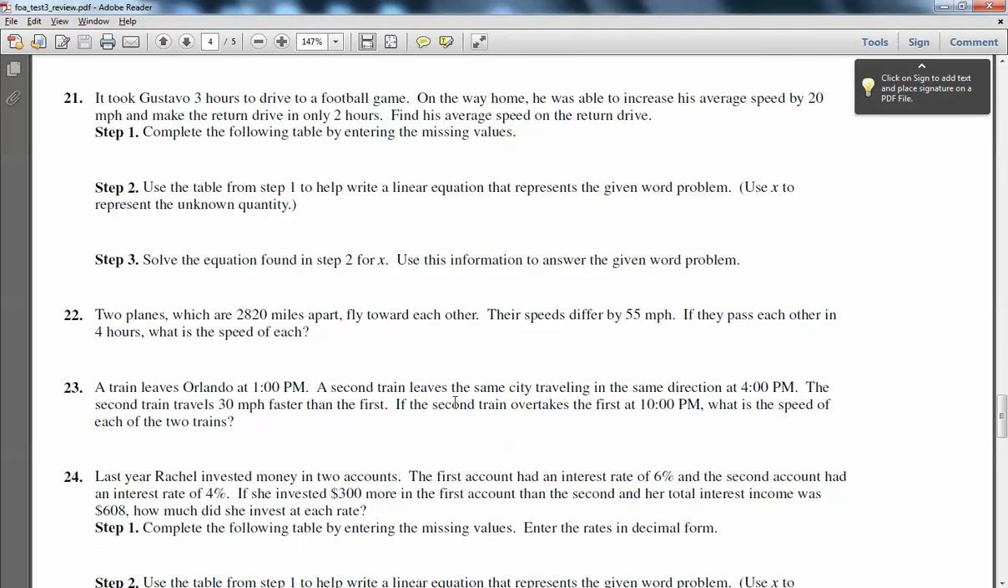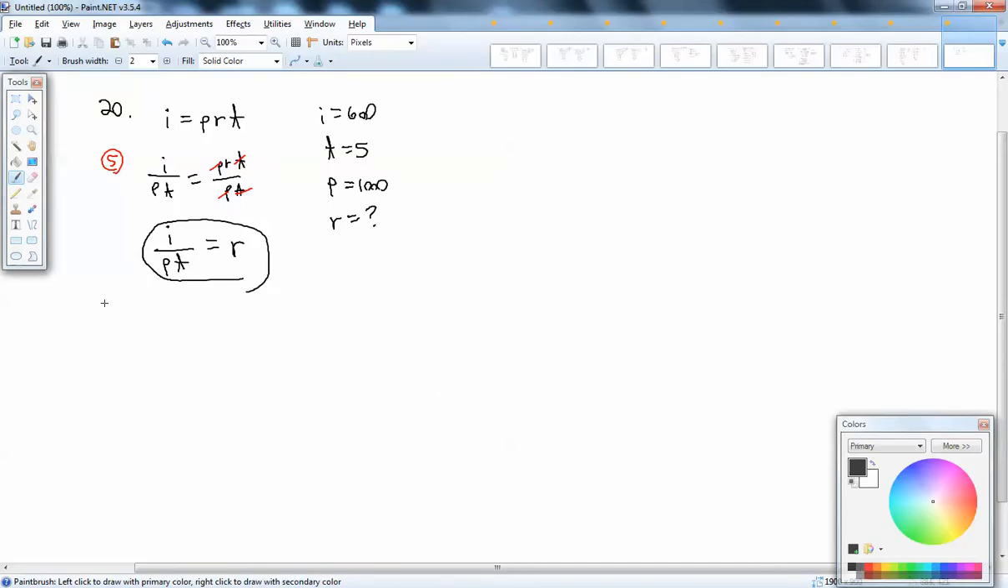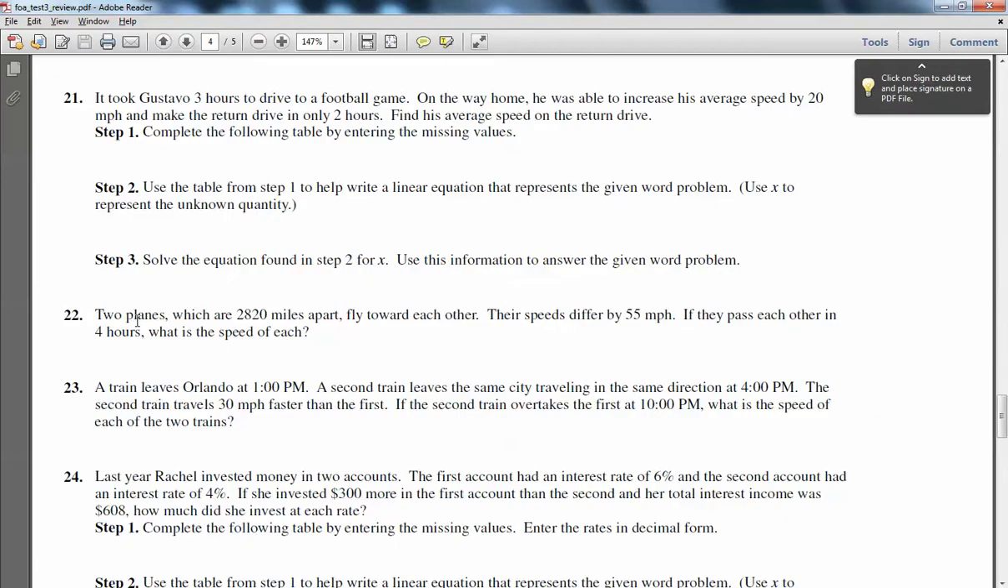Number 21. It's never ending. It took Gustavo 3 hours to drive to a football game. On the way home, he's able to increase his average speed by 20 miles per hour and make the return drive in only 2 hours. Find his average speed on the return drive.